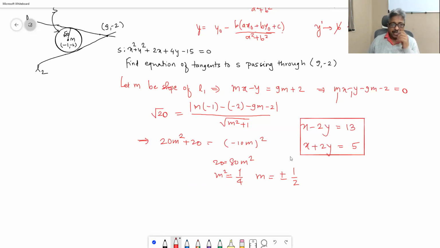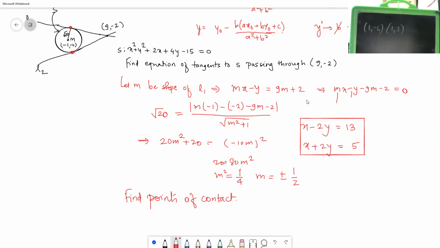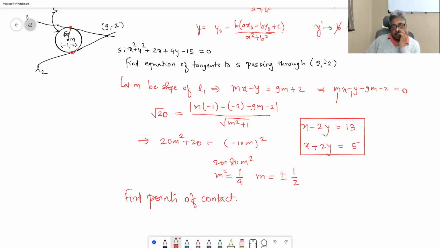Now, simultaneously, can we find out the point of contact? Point of contact here and here. Try to find the points of contact. Okay, look at the board. Minus 1 comma minus 2 is the point.